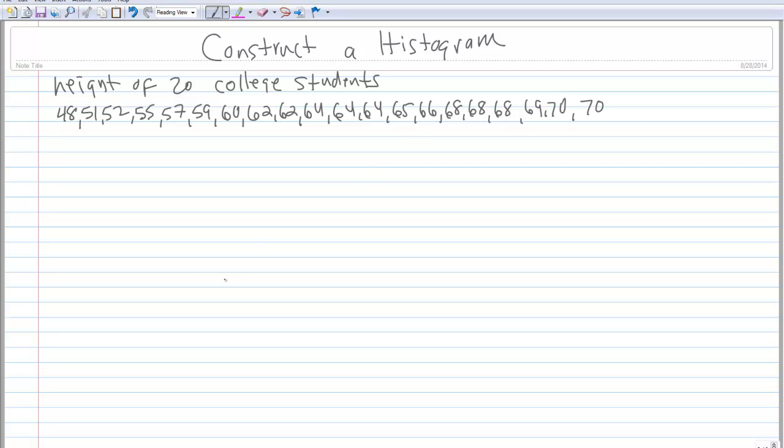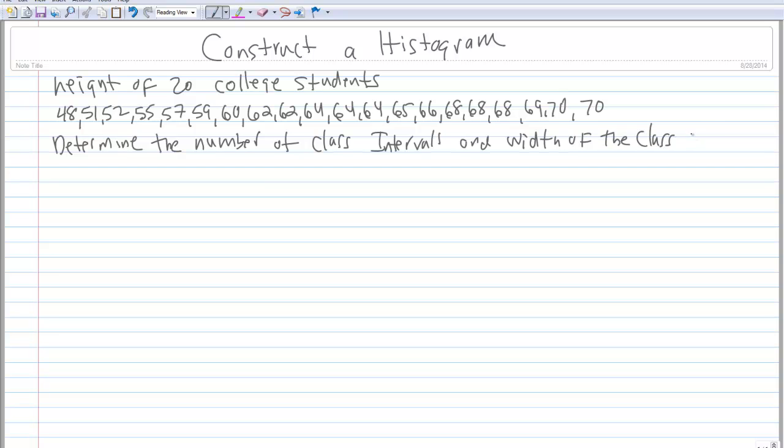So in constructing a histogram, we have to determine how many class intervals we're going to be using. So we need to determine the number of class intervals and the width of class intervals. How do we do this?